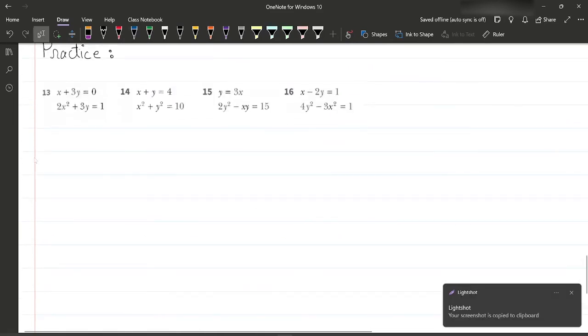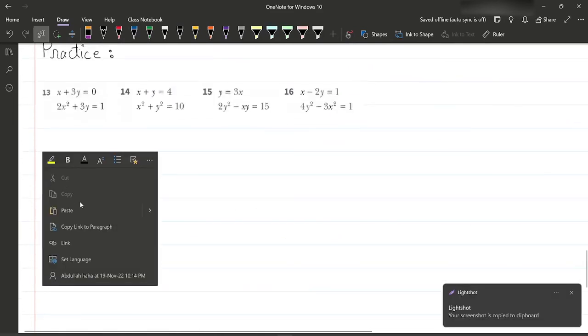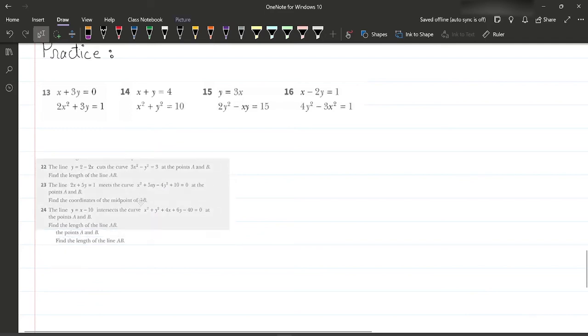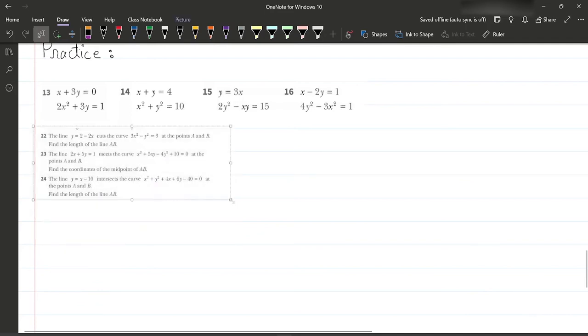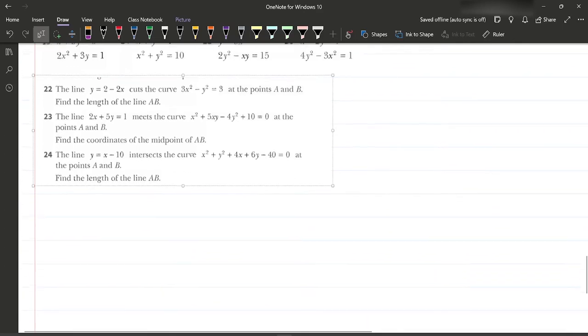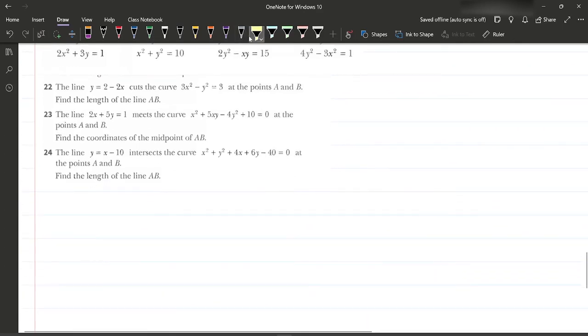Okay, so before we go, here is one more. I'm going to attempt one more just so you can try them out by yourself. I will do number 22 for you, and then we'll see how you can do the rest. Make sure you try 23 and 24, because this is usually how exam questions are like. But let's try 22 and see where we get to.